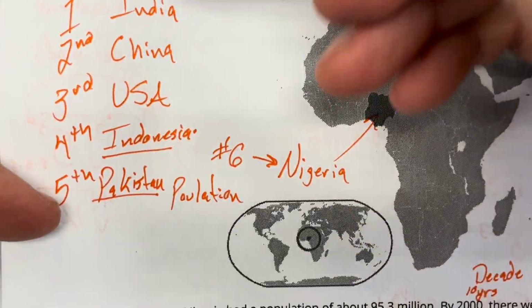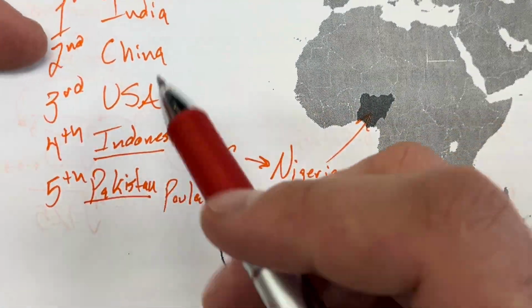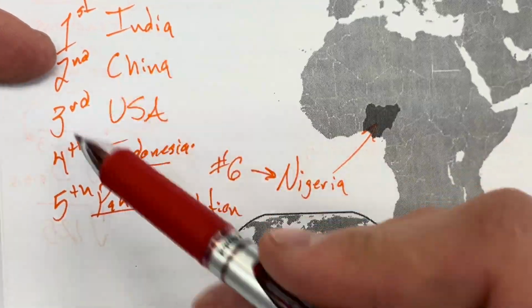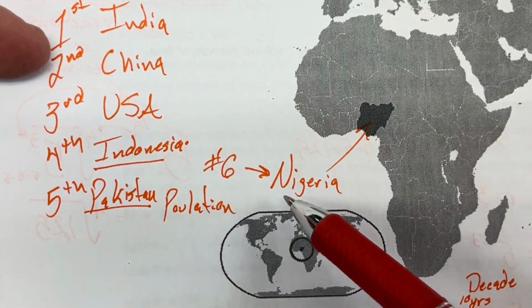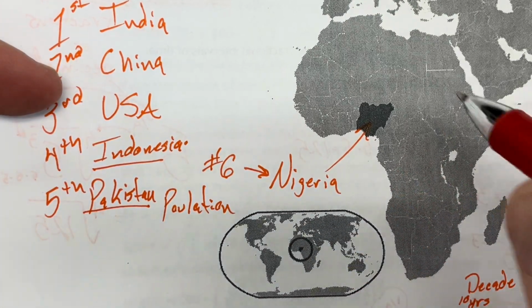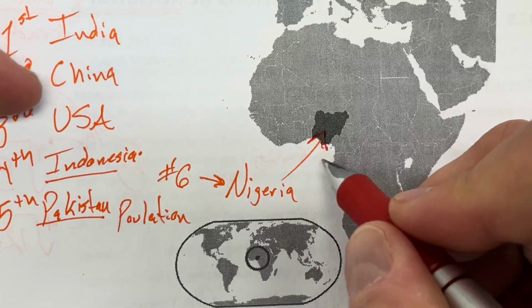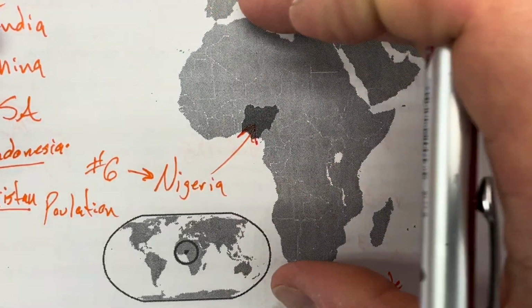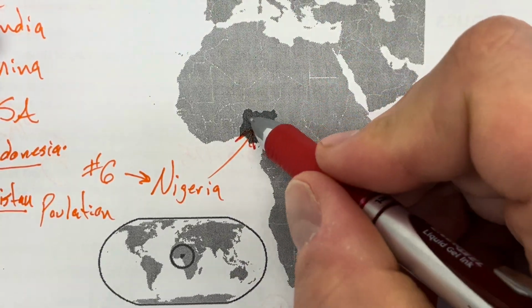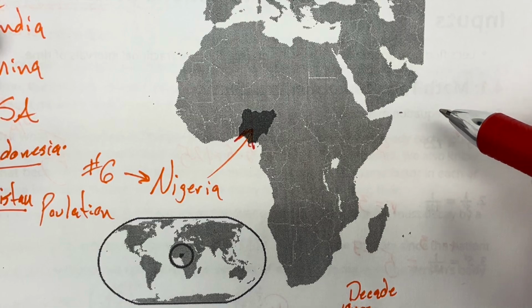There are like 169 countries here in the world. These are our top 5. Nigeria is the 6th largest country, and its population has been growing. Now, it doesn't look very big, but Africa is gigantic. Nigeria is a big country on its own.